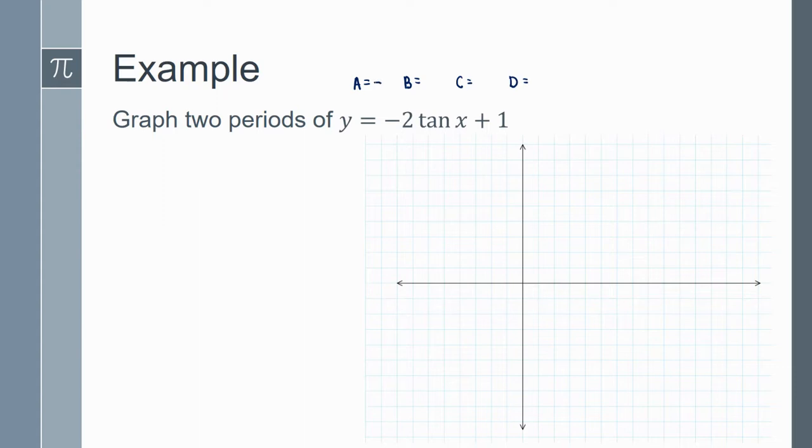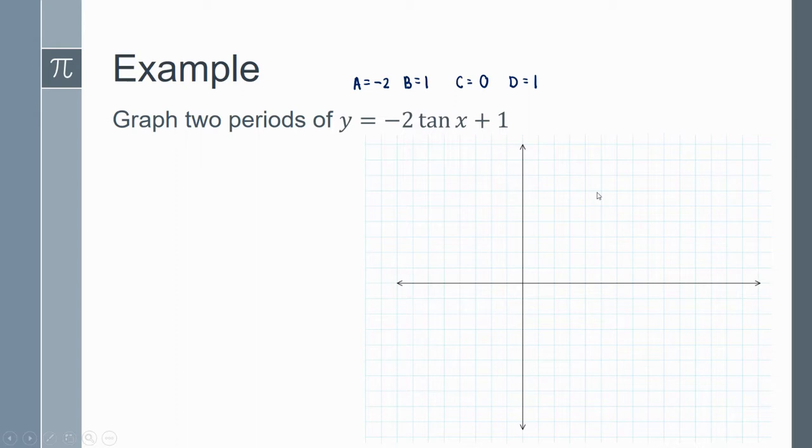A is the number that's in front, so that's -2. B is the number connected to x, so since I don't see a number, it's 1. I don't see any parentheses, which means there is no c value. The d value is the number that's being added or subtracted onto the function. We keep the sign the same, so +1.